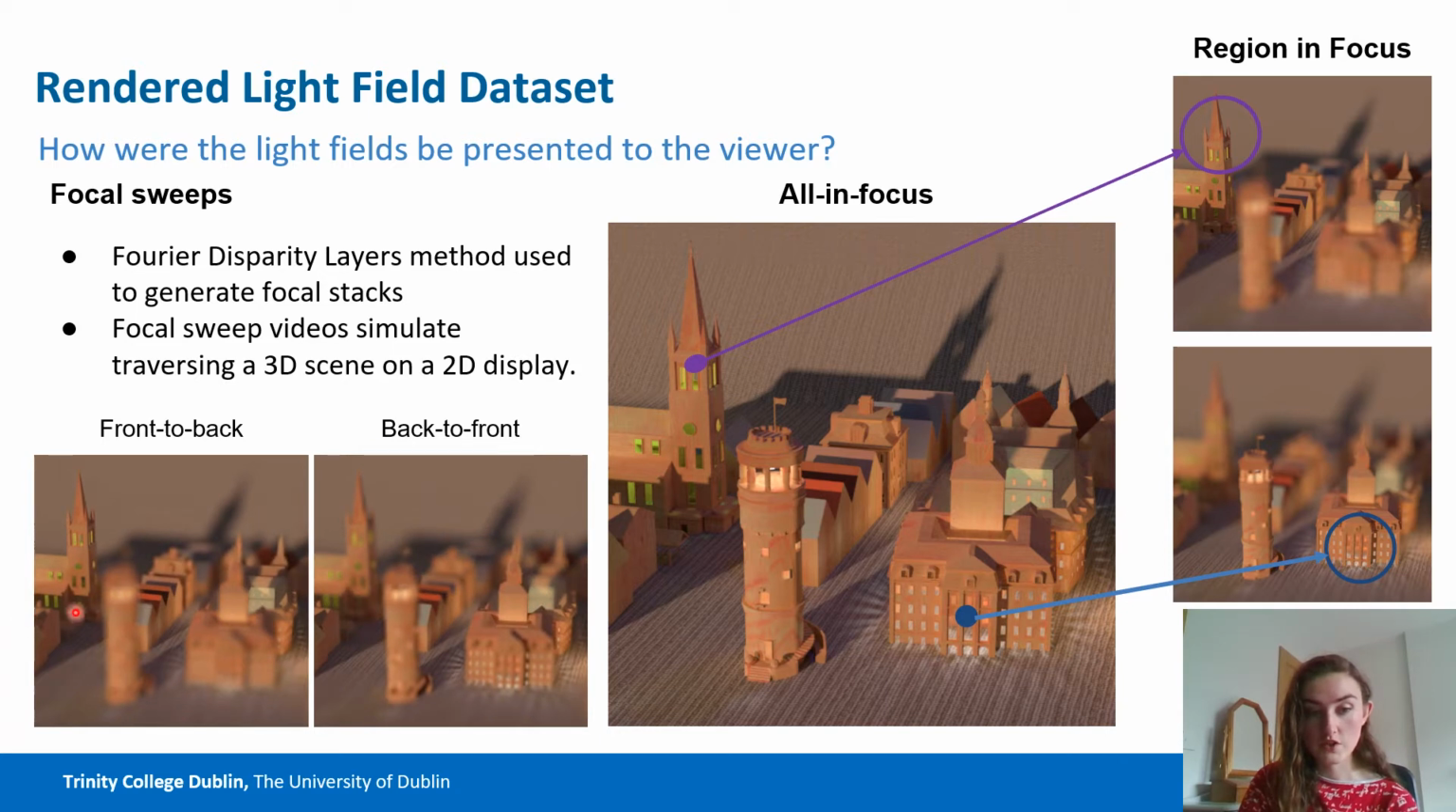So here in the front to back rendering, the area of focus goes from foreground to background, and for the back to front rendering, the region of focus goes from the background to the foreground. In order to compare our ground truth results to previous light field visual attention ground truth works, we also generated a 10-second video displaying the all-in-focus image. So this is where all areas of the light field are shown in focus.